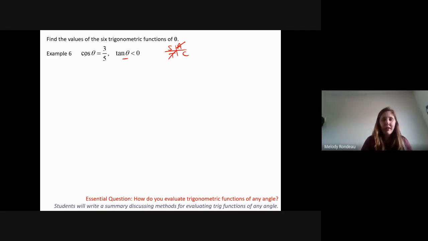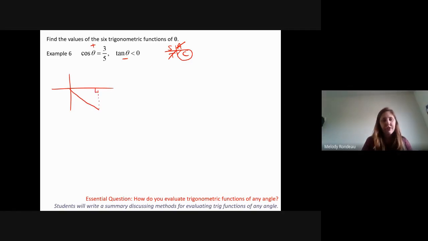Then I go back and look at cosine is 3/5. That's a positive value. So my choices are quadrant 2 or quadrant 4. It's got to be quadrant 4 because that's where cosine is going to be positive. So I'm going to draw my picture again. Here I am in quadrant 4.